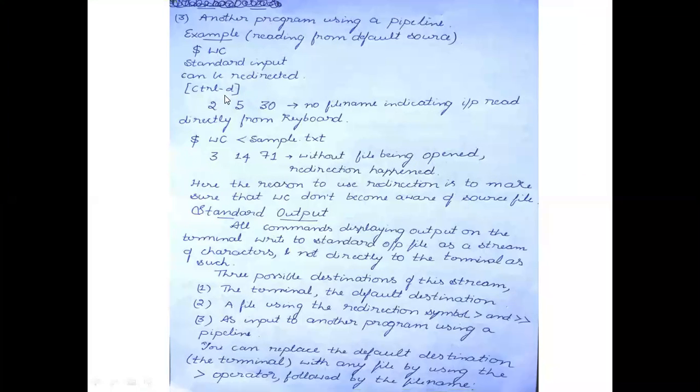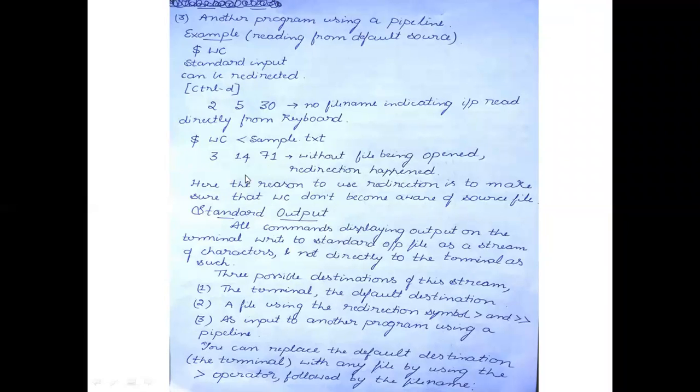Once I press Ctrl D, that indicates the end of input. It indicates that I am done giving input. Then it will take this particular content as input, and display the number of lines, the number of words and the number of characters. No file name will be displayed. Why? Because we are reading directly from the keyboard. That's why no file name will be displayed. So this is the first way in which you can directly read from the keyboard, which is the default source.